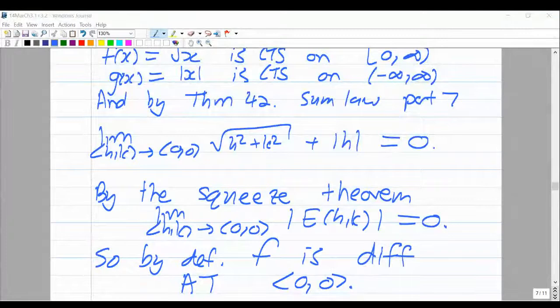Are there any questions on this proof? The limit of the bottom is 0, the limit of the top is 0 using theorem 42. And so we can safely say we have enough evidence by the squeeze theorem that the limit of the absolute value of E exists and it's 0. Therefore, by the definition, f is differentiable at the origin. Are there any questions on this calculation? Please go home and redo this problem so that you are comfortable proving from the definition. It's a strange definition, but it turns out to be a good definition. You've got to learn to love this definition, Ben.